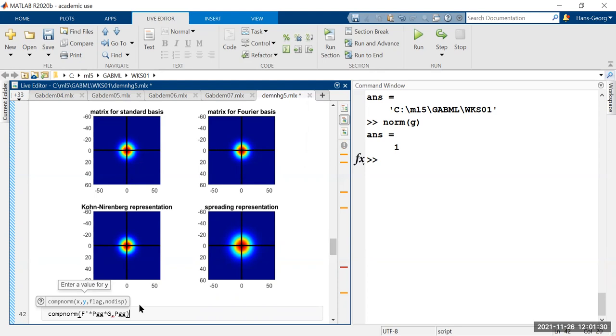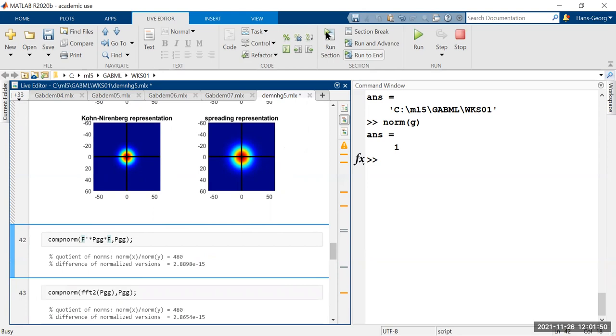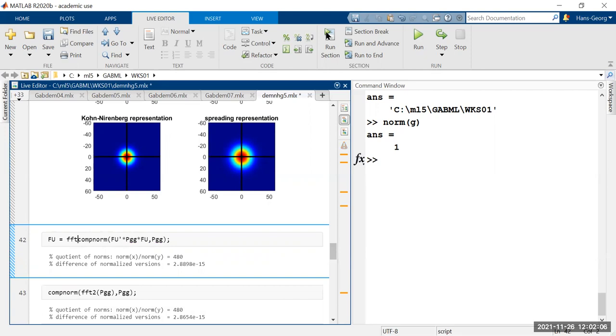Maybe it's better if I make a section break so that I only have to run this one. Okay, there's a typo, of course. And here you see that up to the normalization, we should have taken the unitary version of the Fourier transform. So maybe I correct now and say FU is FFTU of N. This is a private command, but it's just FFT of I of N, so it's the matrix divided by square root of N. And because this is done twice, it should be now exactly what we want to have.